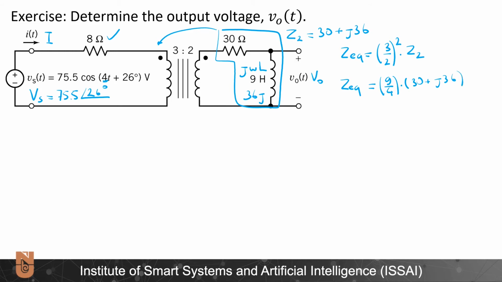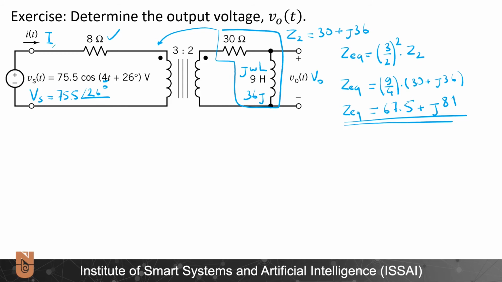And if I calculate this further, 9 over 4 is 2.25. 2.25 times 30 is 67.5, plus 36 times 2.25, which is, if I am not wrong, j81. So I found this equivalent impedance. Now let me redraw this circuit.